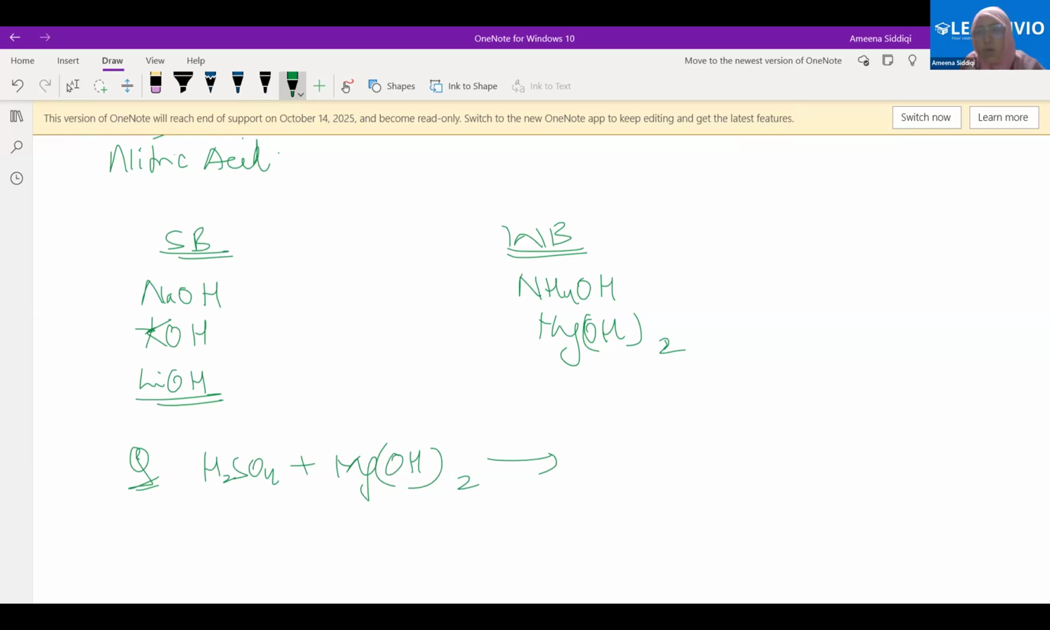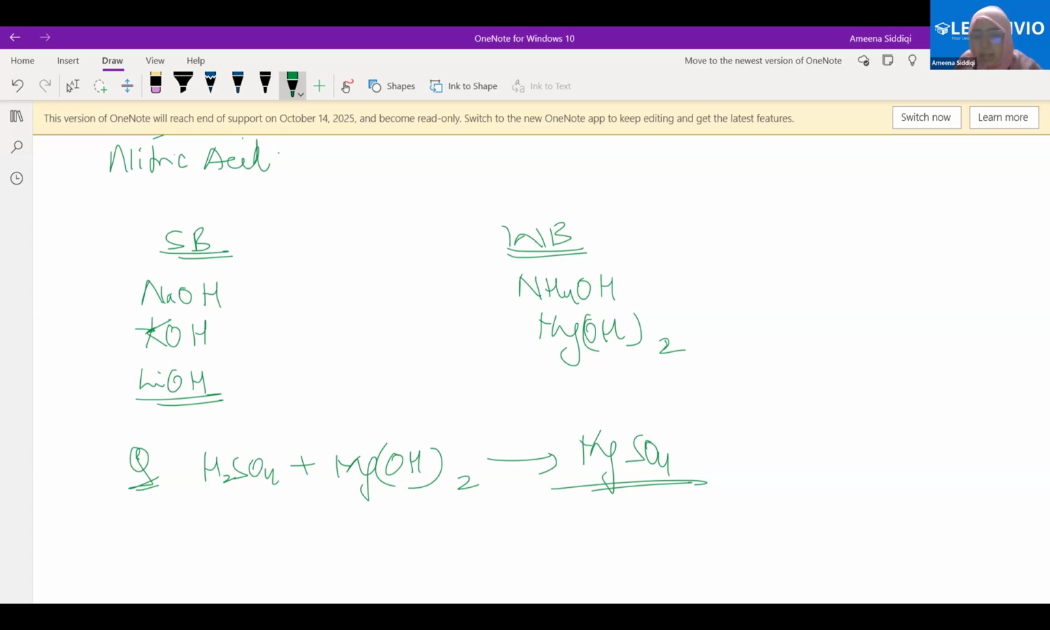I've already discussed how to get the formulas for salts, right? We just replace the H plus part of the acid with the metal ion, magnesium, keeping the sulfate. Let me know the formula here. What's the formula for magnesium sulfate? MgSO4. Is it correct? Afshin, is the formula correct for magnesium sulfate? Yes, ma'am, it is correct.